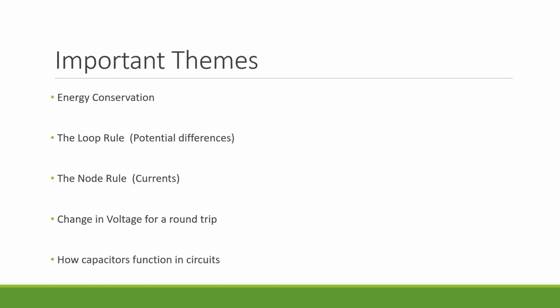Some important themes for this lab were energy conservation, the loop rule, which involves potential differences, the node rule, which involves conventional currents, and the change in voltage for a round trip, and how capacitors function in circuits.